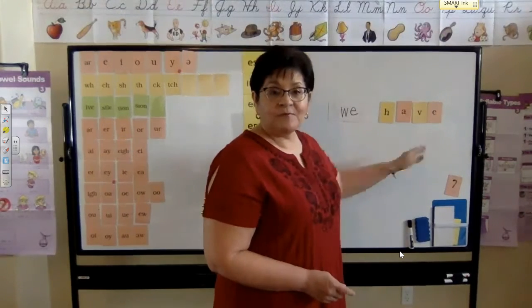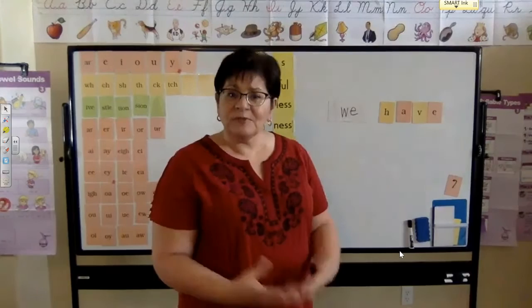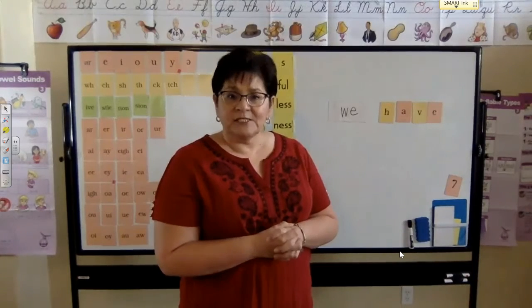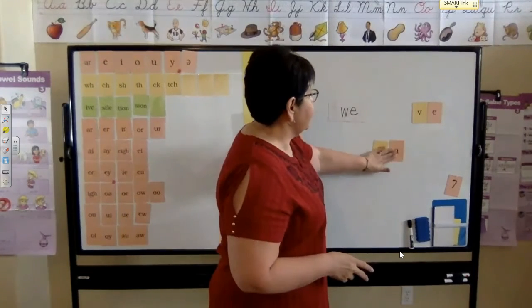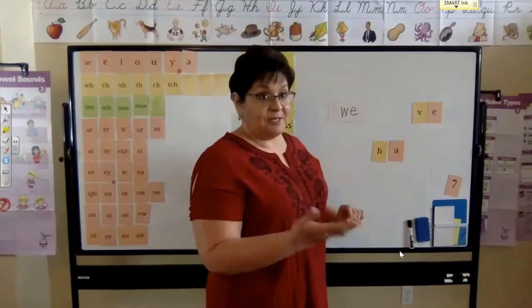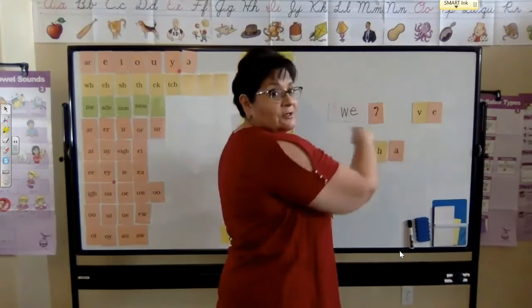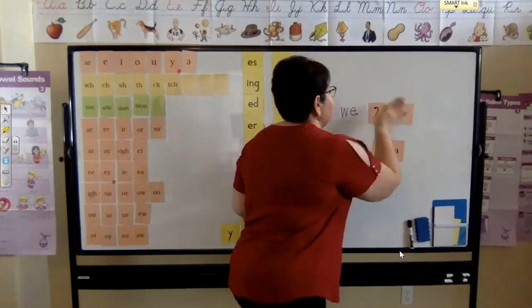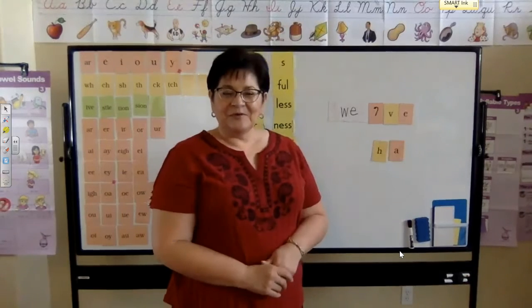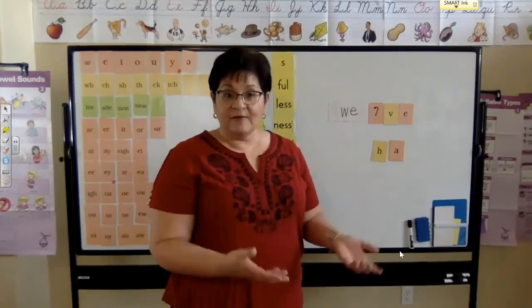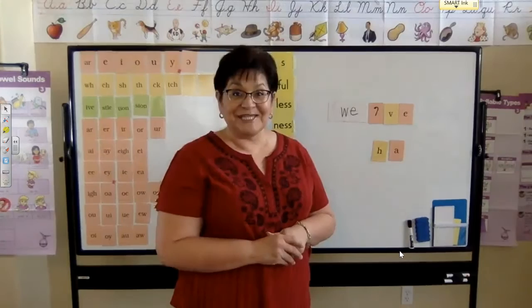We have time to work on this. So let's see. Watch what I'm going to have to do to make this into a contraction. I'm going to take away the H and the A, replace it with my apostrophe, bring over my V and my E. Now, what word do I have? We've. We've been working on these today. We have been working on contractions today. We've been working on contractions today.